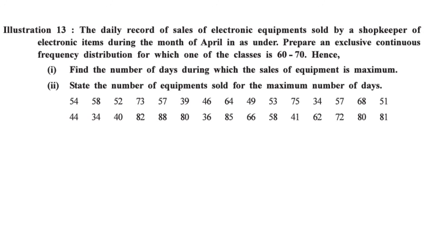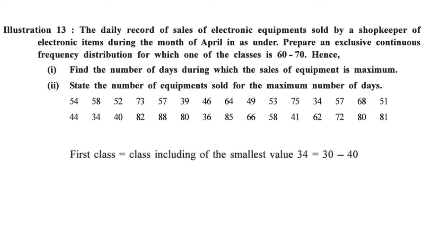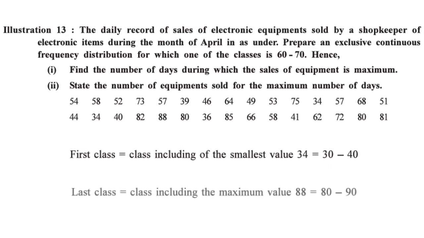Before we answer these two questions, we have to check the data and prepare the distribution first. We are going to find the minimum value here, which is 34. So the class which includes 34 will be 30 to 40, and we will start with the class 30 to 40. The maximum observation here is 88, which will be included in the class 80 to 90, because one of the classes is 60 to 70 and we can only prepare classes similar to that. So our beginning class will be 30 to 40, then 40 to 50, 50 to 60, 60 to 70, 70 to 80, and lastly 80 to 90.